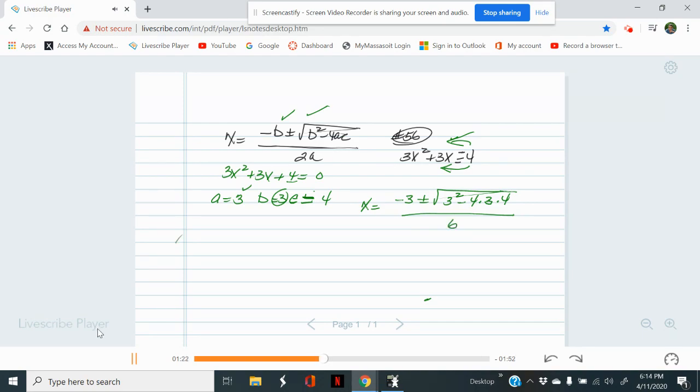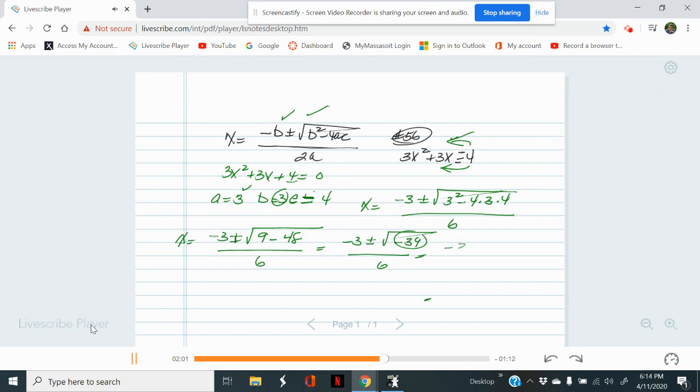So this becomes x equal to negative 3 plus or minus the square root. This would be 3 squared, 9, minus 4 times 3 times 4, which is 48. This is all divided by 6. This becomes negative 3 plus or minus the square root of negative 39, all divided by 6. I realize this is imaginary.